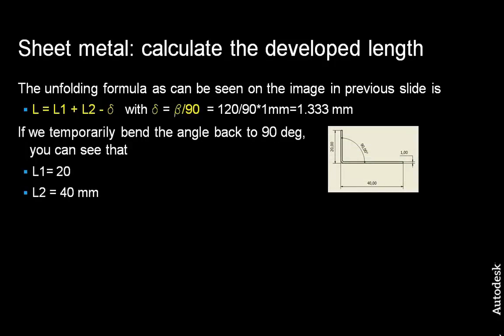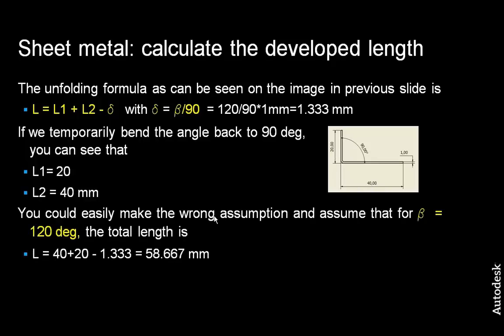What are the values of L1 and L2? That's really the key here. If we temporarily bend the 120 degree angle back to a 90 degree angle, you see that L1 is 20, excuse me, and L2 is 40. So you would be tempted in a first rough calculation to say, okay, my length is 40 plus 20 minus 1.333, and you come up with a value of 58 something.